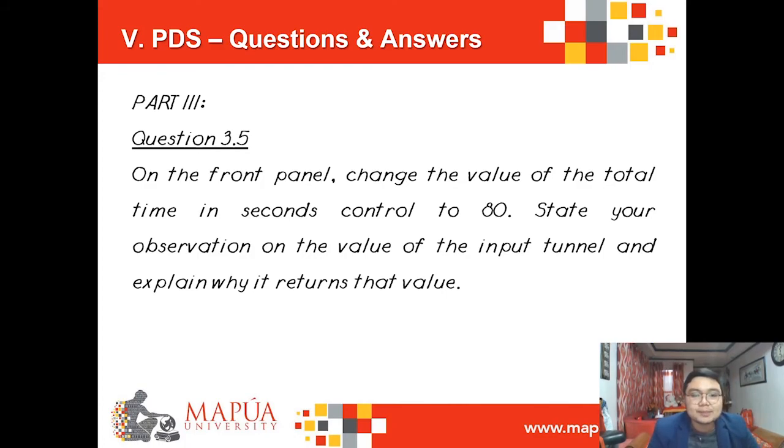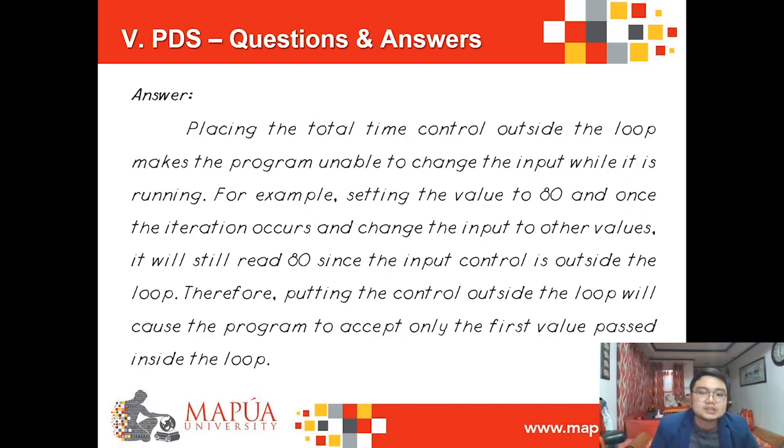For part 3, the same block diagram was used. Question 3.5 is: on the front panel, change the value of the total time in seconds control to 80. State your observation on the value of the input tunnel and explain why it returns that value. My answer is that placing the total time control outside the loop makes the program unable to change the input while it is running. For example, setting the value to 80, and once the iteration occurs and the input is changed to other values, it will still read 80 since the input control is outside the loop.